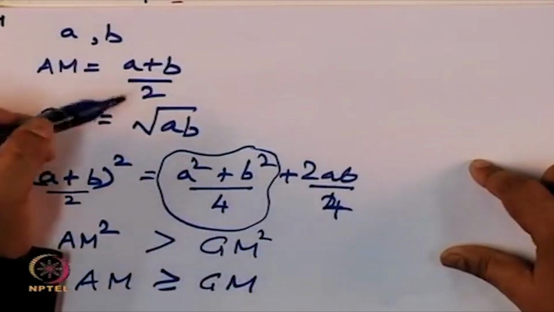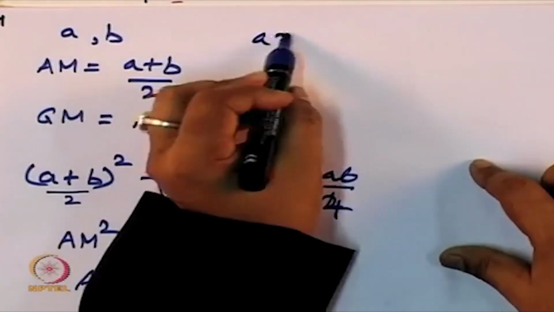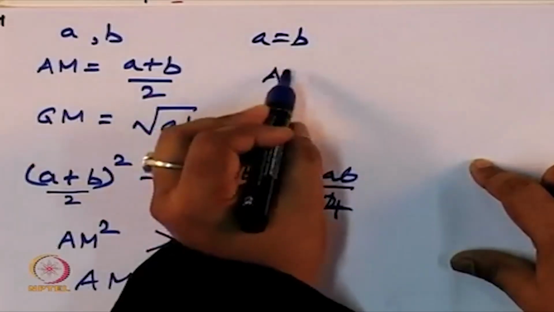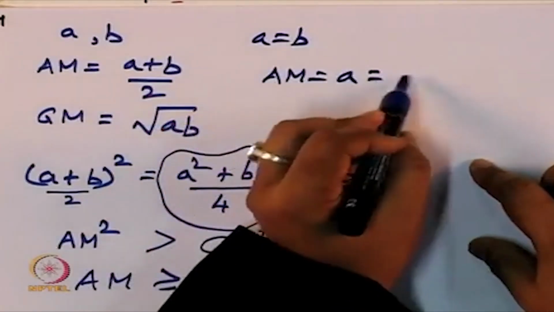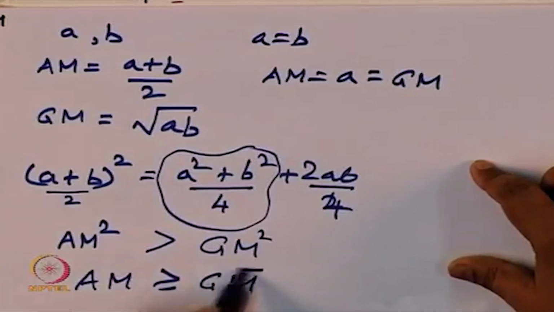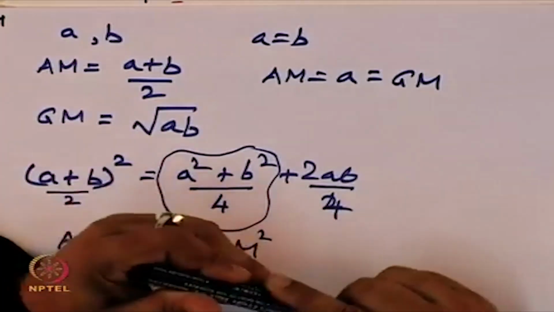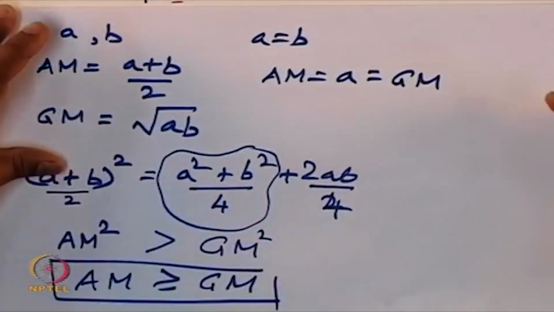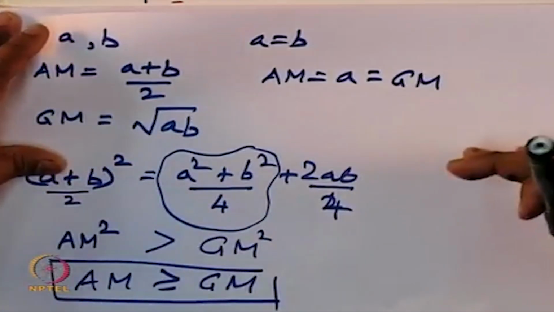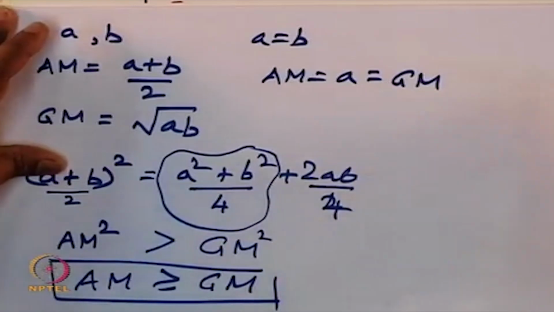As we can see, for the case A equal to B, arithmetic mean is equal to A and equal to geometric mean. So, I can have this particular inequality which says that arithmetic mean is always greater than or equal to geometric mean. So, this is one of the reasons why geometric mean is much less sensitive to extreme values.